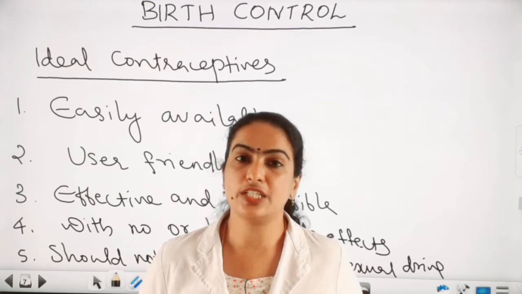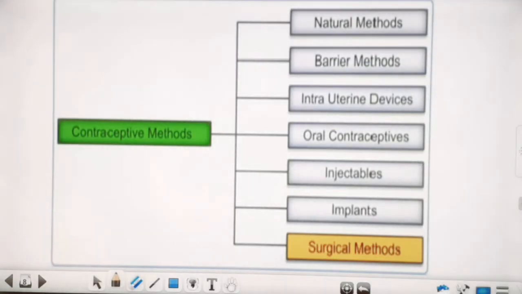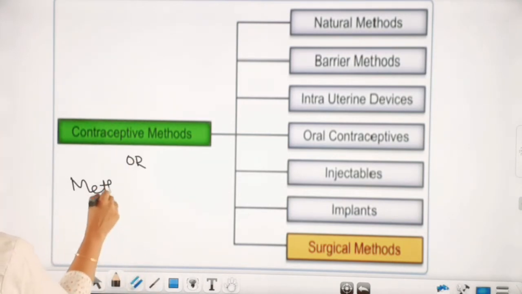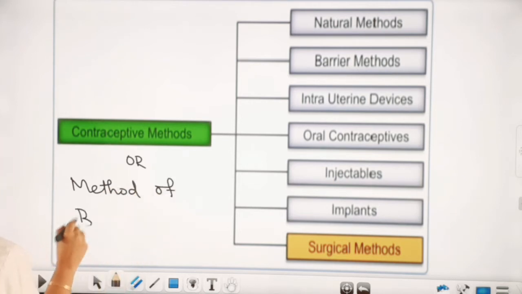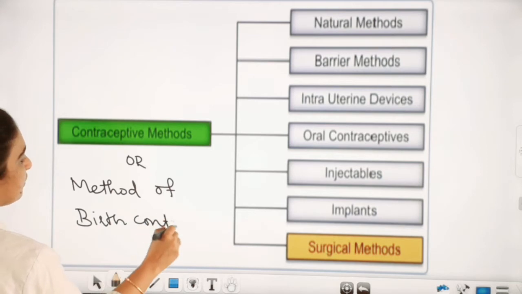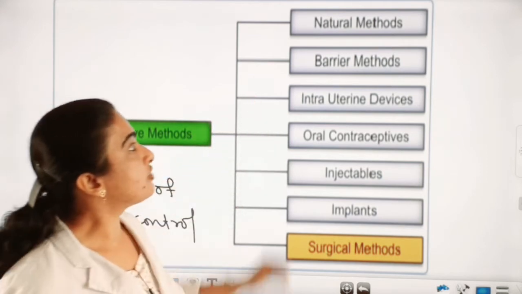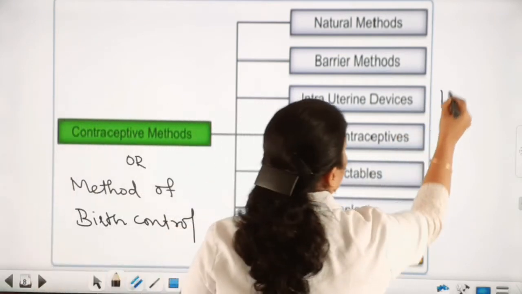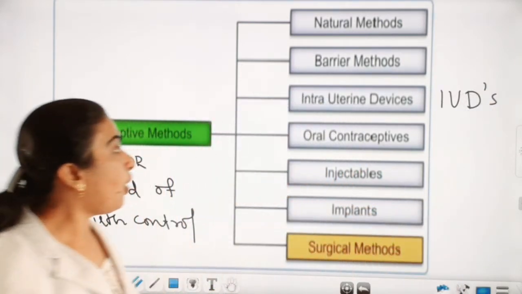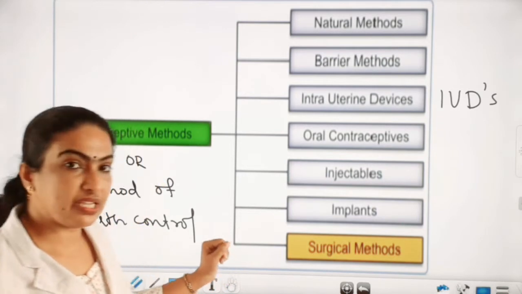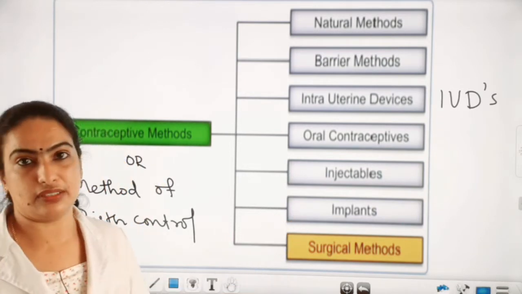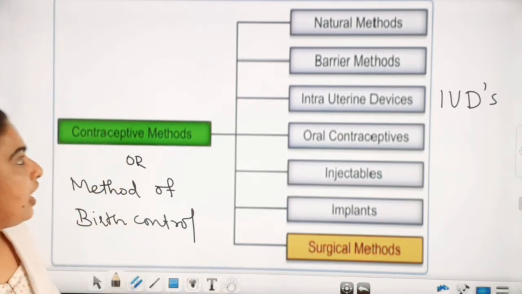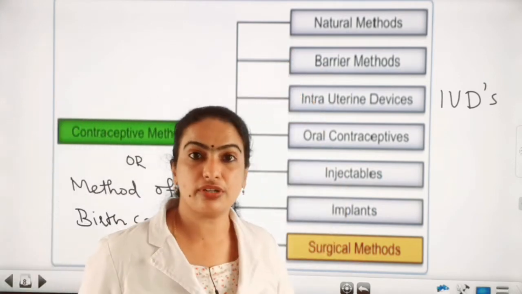Is it clear? Next we can see what are the contraceptive methods. These contraceptive methods are also known as methods of birth control. So which are the methods of birth control? You can see natural methods, barrier methods, intrauterine devices or IUDs, then oral contraceptives, injectables or injection, implants and surgical methods. The surgical method is the permanent method of contraception. And now we can see the first one, natural methods, in detail.